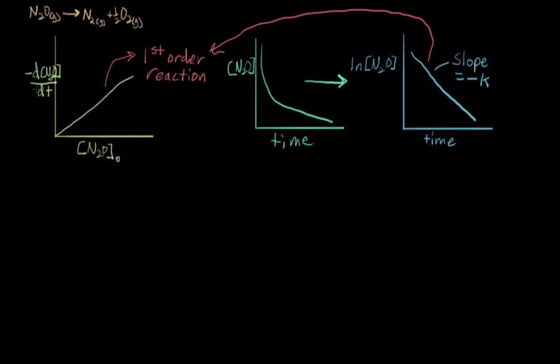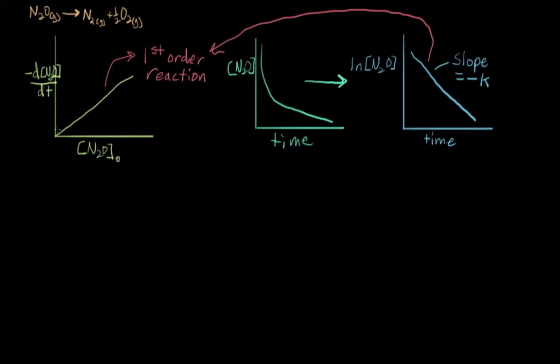Again, the first is comparing the rate of consumption to the initial amount of our reactant, and if we get a straight line for that, that's first order. And then the second way is if we compare the natural log of the concentration to time and get a straight line from that, we would find that that is also consistent with first order kinetics.